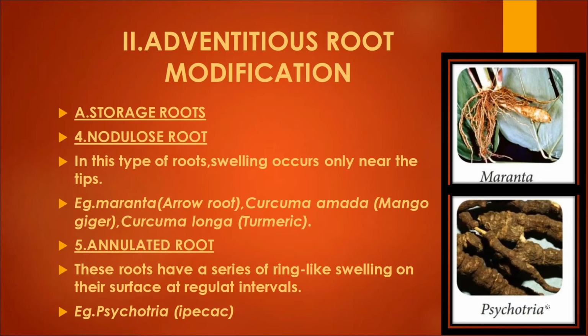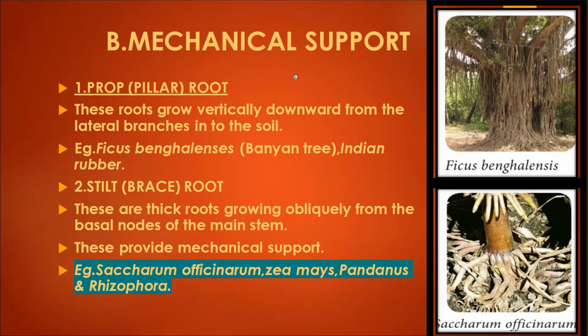Finally, annulated root. These roots will have a series of ring-like swellings on their surface at regular intervals, so they are called annulated roots. Example, Psychotria. Root modifications for mechanical support. This is also for the adventitious root. Adventitious root modification for mechanical support.